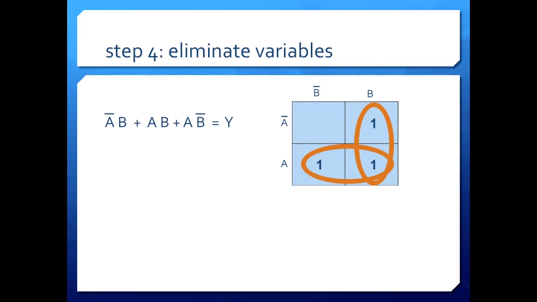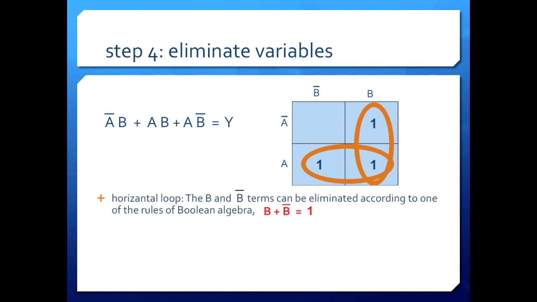Alright, on to step 4, where we eliminate variables. This is where the simplification occurs. Alright, we're going to start with this horizontal loop. And what we want to do is take this loop and examine it for a moment, because you'll see that this loop, which is AB naught or AB, is this part of the expression that I'm circling here. Okay? And what's nice about this is we're going to use the rules of Boolean algebra that we already used, and we're going to apply them to this Karnaugh mapping concept.